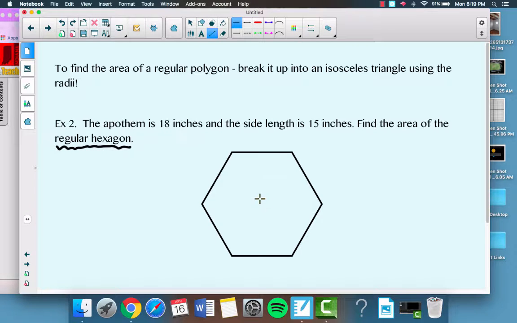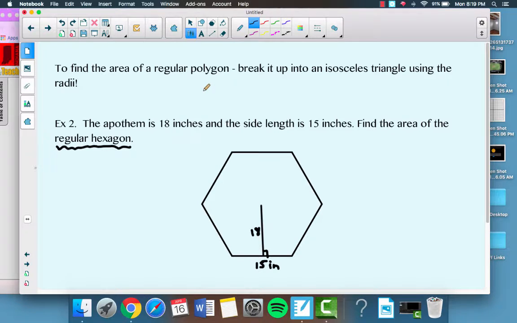So I'm going to draw the apothem in. Remember, apothem starts at the center and then goes perpendicular to the side. So I've got a nice right angle here, and that was 18 inches. And then they tell us that every side length here is 15. So I'm going to just label this bottom side as 15 inches.